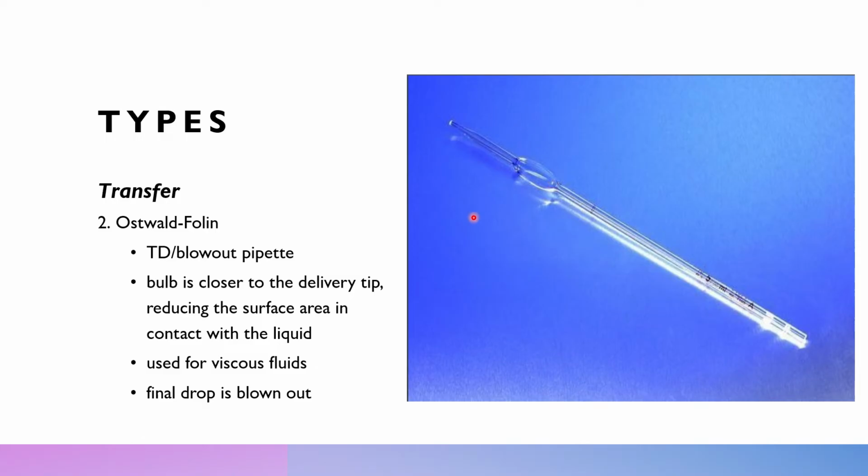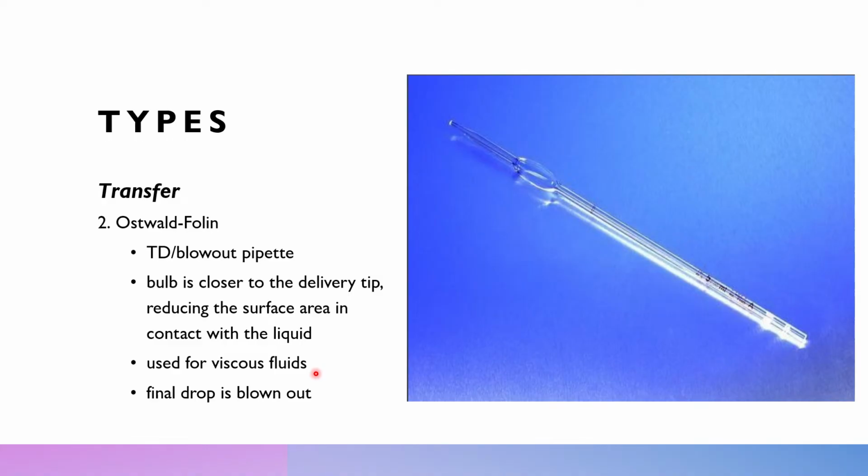The bulb of this Ostwald-Folin class is closer to the delivery tip, reducing the surface area in contact with the liquid. This Ostwald-Folin type has an etched ring. So it has an etched ring here. An Ostwald-Folin type of pipette has an etched ring. And it is used for viscous fluids.